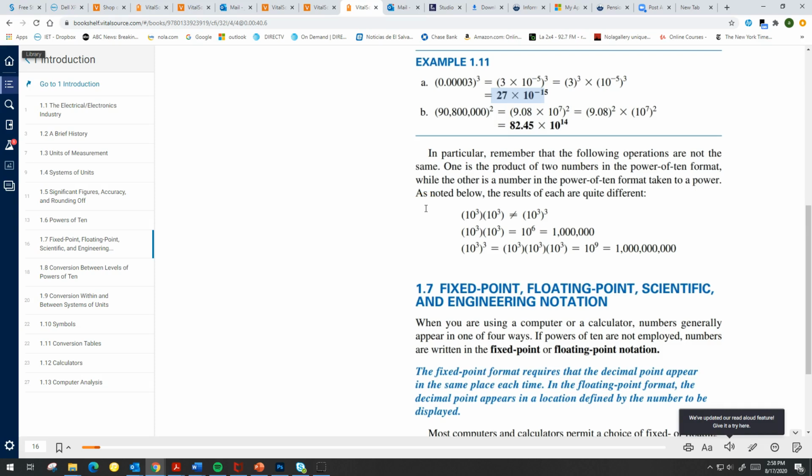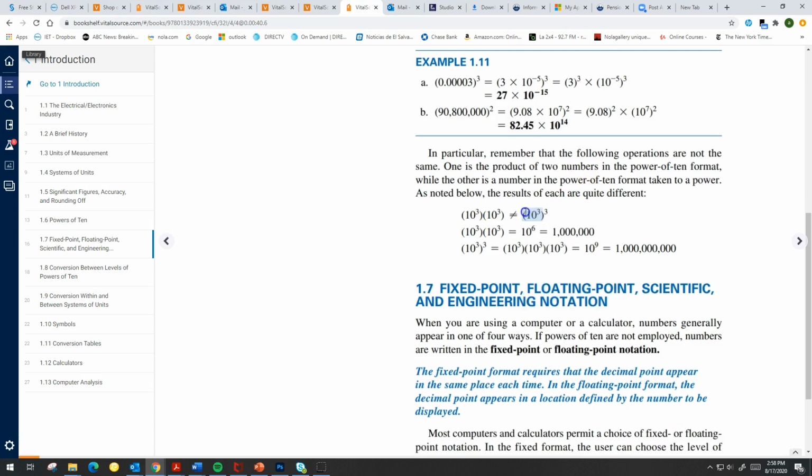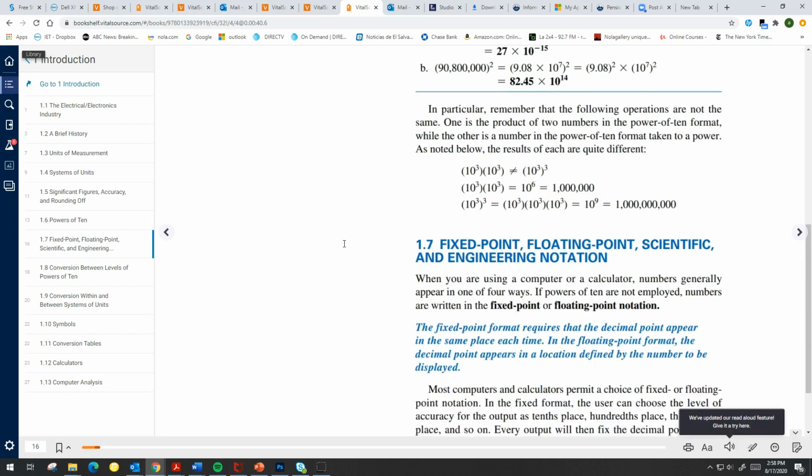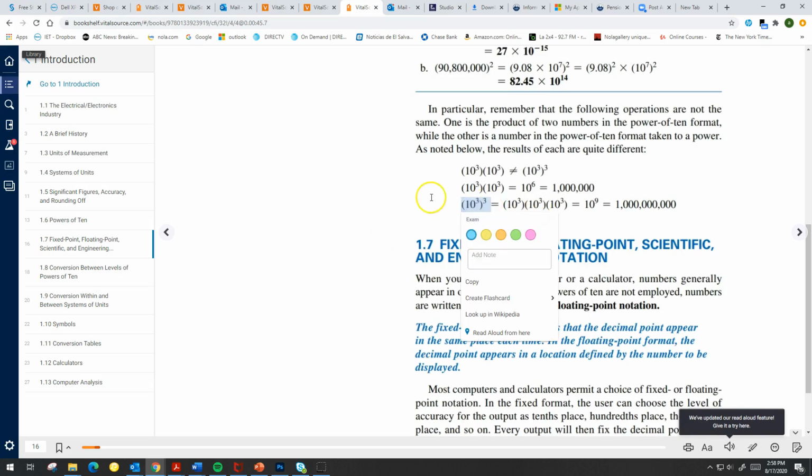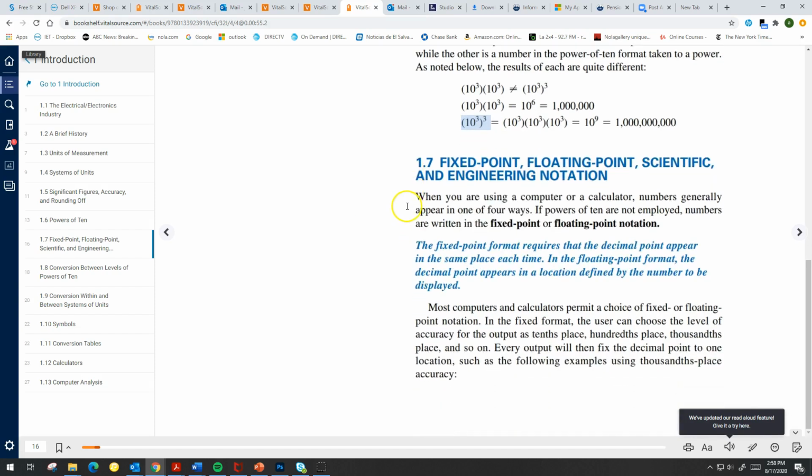So be careful now with things like this. For example, when you multiply 10 to the third times 10 to the third, it is not the same as raising 10 to the third to the third power. You have to be careful. It's the same as adding the exponents, which will be 10 to the 6. So just be careful what you're dealing with when you have exponents in that way.